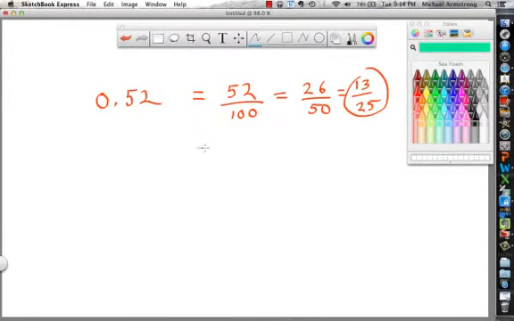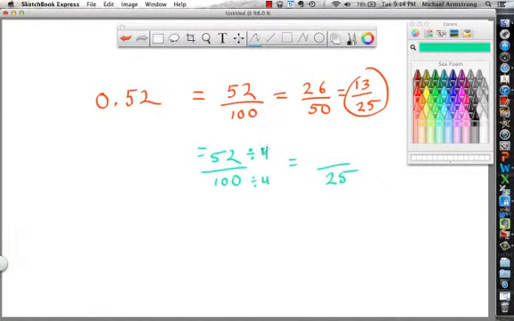Now, if we just started with the 52 over 100, we might notice that we can divide 52 by 4. You might not notice either. It's not a super easy one. You divide it by 4 and you divide 100 by 4. Okay, 100 divided by 4 is pretty easy, and that gets us straight to our answer, 25. We know that's the right answer over here. 100 divided by 4 is 25.